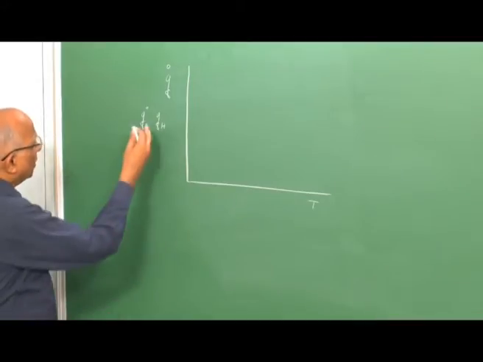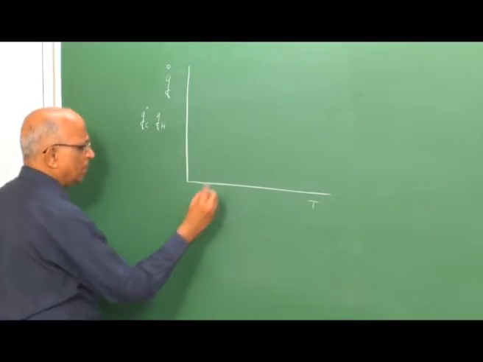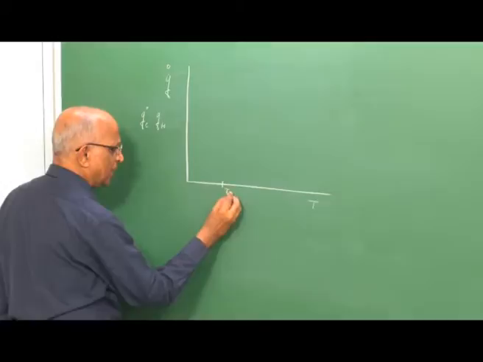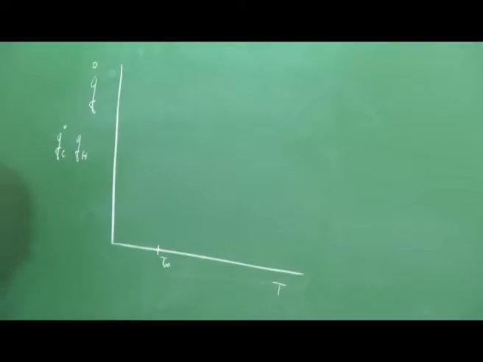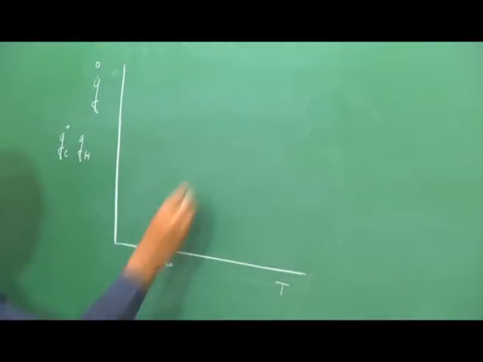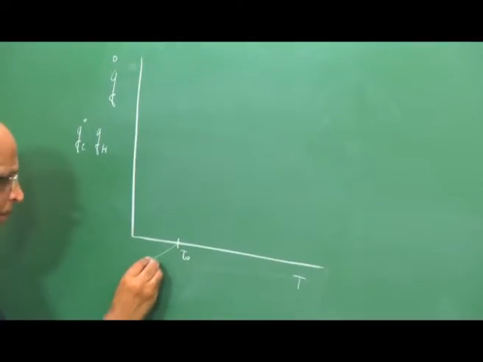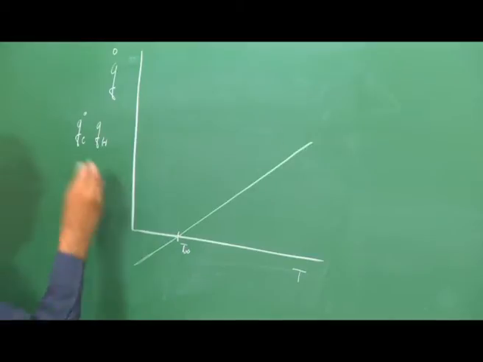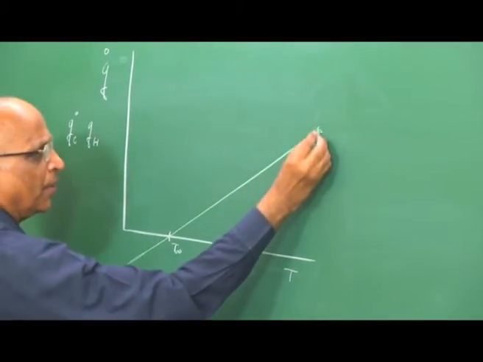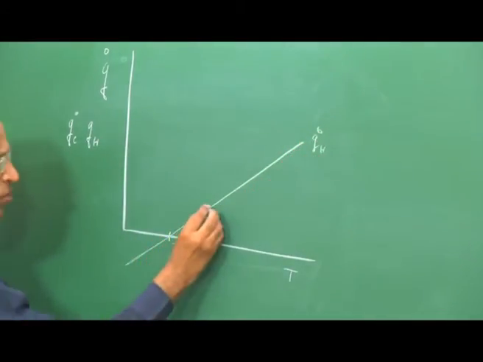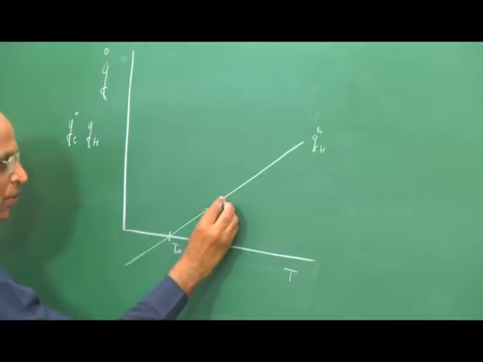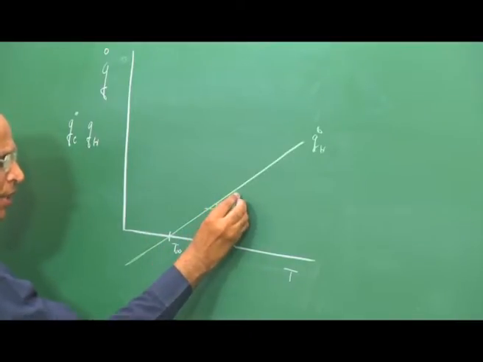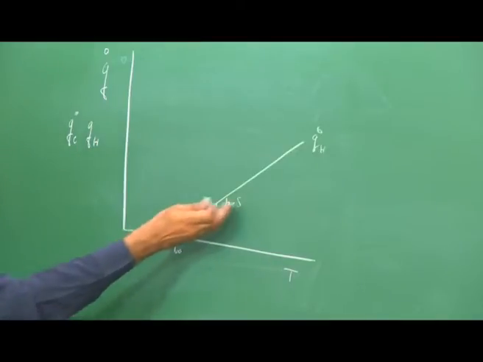Let us for the present assume that the ambient is at a temperature T ambient, and therefore I can plot the heat transfer relation, that is Q dot H, as a function of temperature to be given by this particular line over here. This particular line tells me the value of Q dot H for a given temperature, and the slope, we said, is equal to the heat transfer coefficient into the surface area, that is h into S.